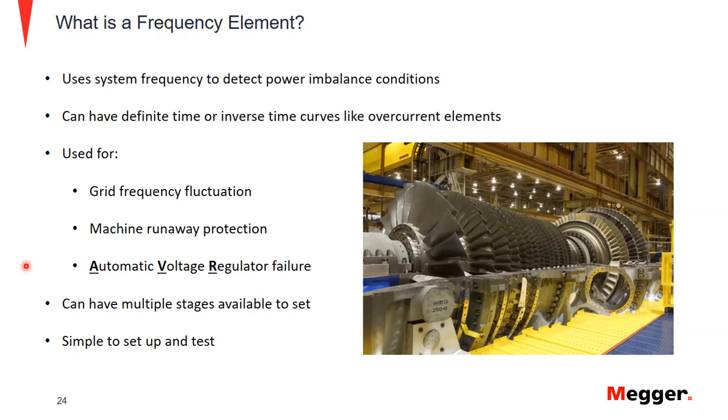We can have multiple stages set. We can have multiple frequencies. Some relays offer six different stages of settings. We can do them all for under frequency and do them all for over. You can do a mix and match of either one. And it's also very simple to set up and test as well.